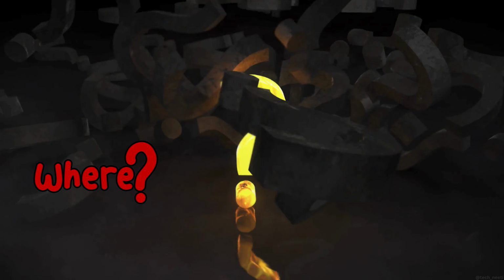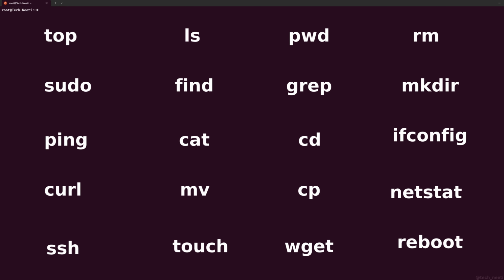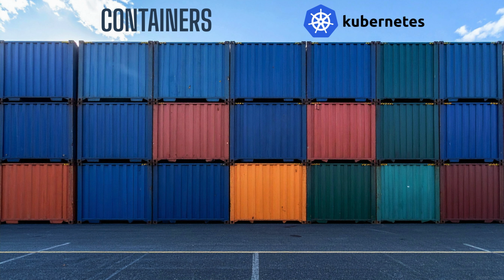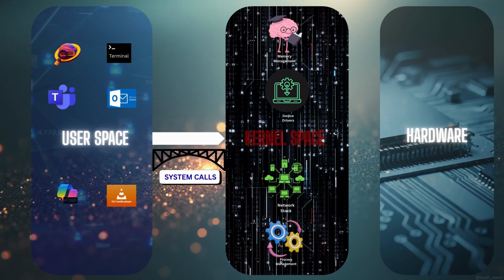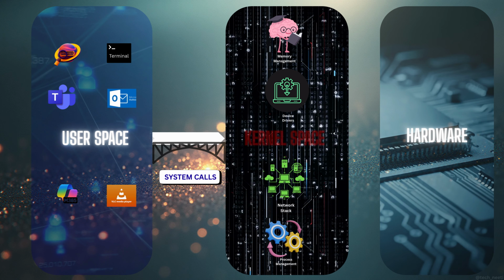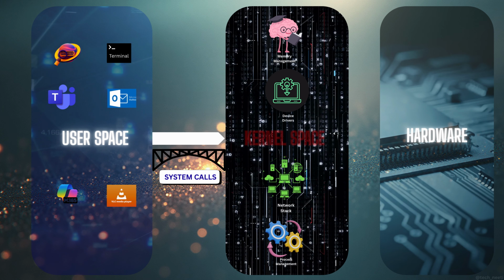And where? Where do you see this in action? Every command you run, every process in Linux, containers, Kubernetes pods, or production workloads, anytime an app talks to hardware, these spaces and system calls are at work.